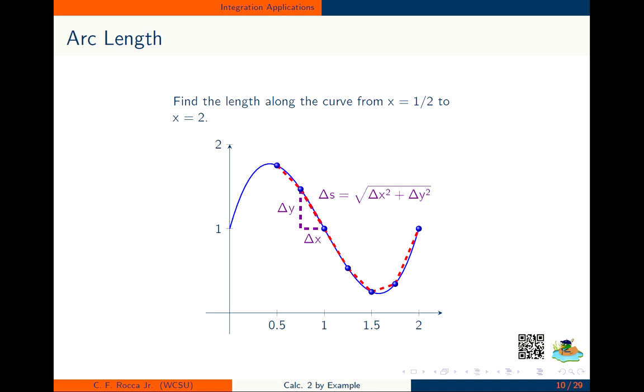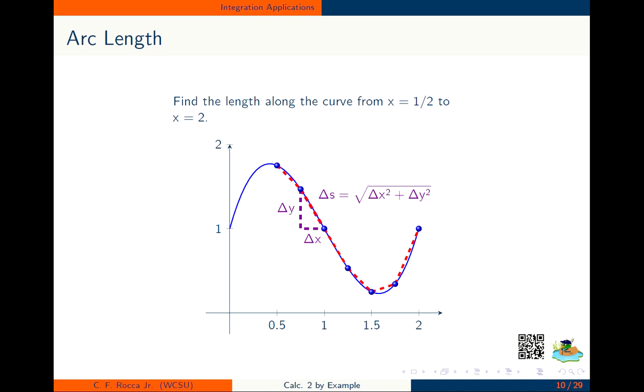I add up all those little straight lines, and then I can get better and better approximations by using more and more straight lines. If we stop and look at a single straight line, I can form this little right triangle. The horizontal width of the triangle is delta x, the change in x from one point to the next. The height is delta y, the change in height from one point to the next. And the length of the diagonal, which is really the length we want, is the square root of delta x squared plus delta y squared. We can find that using the Pythagorean theorem.